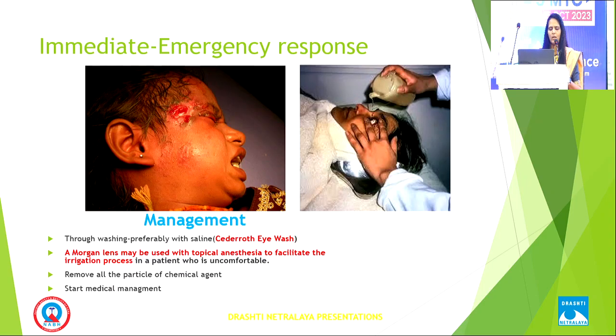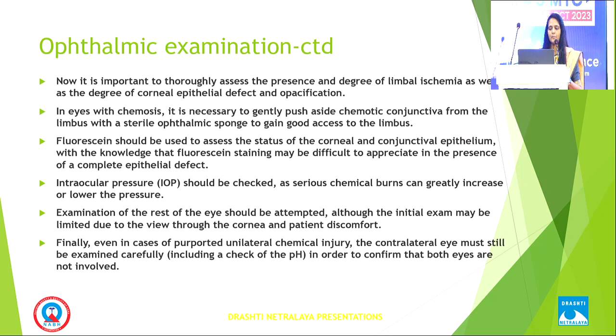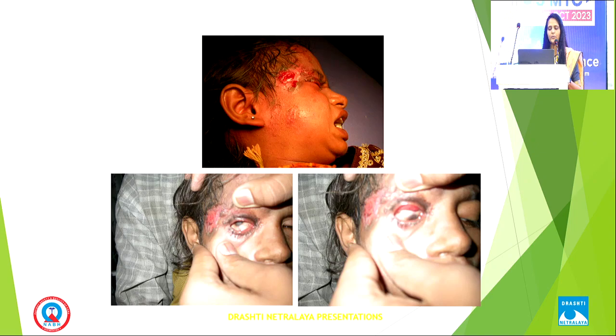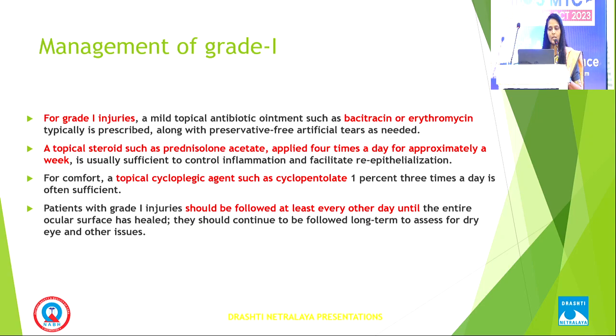So you need to take care of this as an emergency response in an ophthalmic examination. You have to pour a lot of saline, as an eye wash, or sometimes we have to take a Morgan lens to support pouring the material, and we can do a simple fluorescein examination and swipe the fornix. Whatever material is there, you have to take it out and then examine properly for limbal necrosis. So our immediate goal is to promote epithelial healing, reduce pain, decrease inflammation, and prevent bacterial infection.